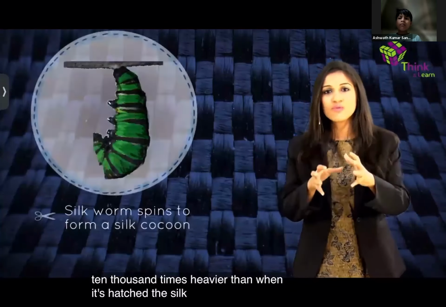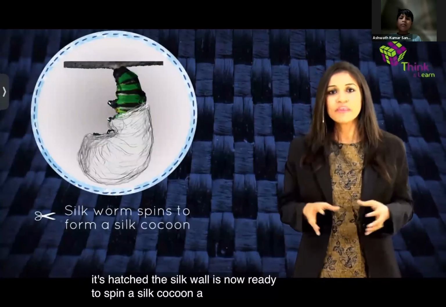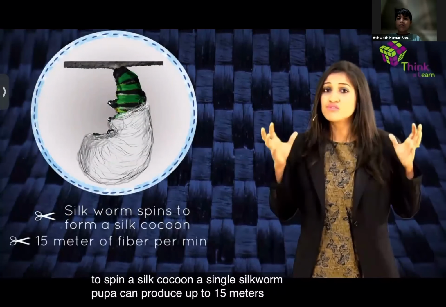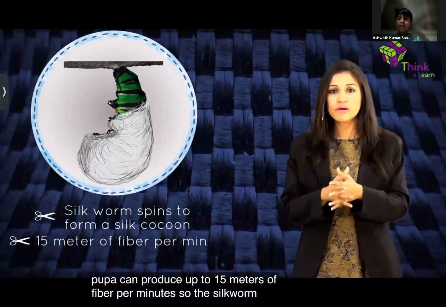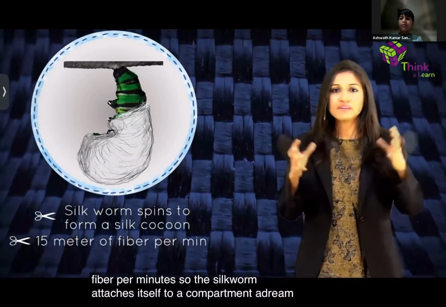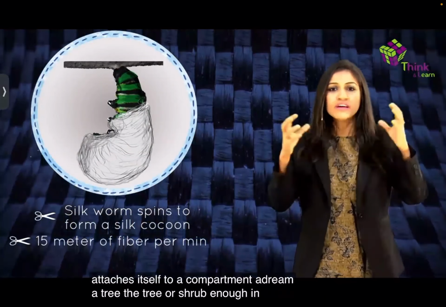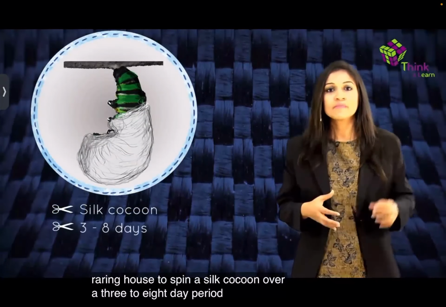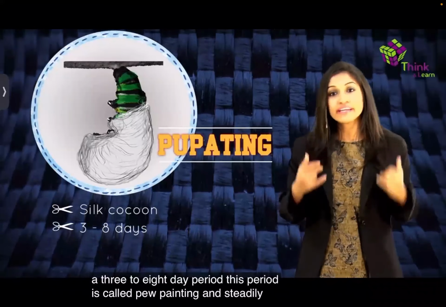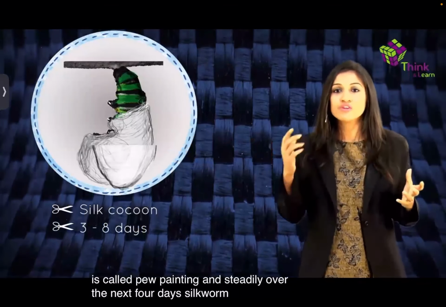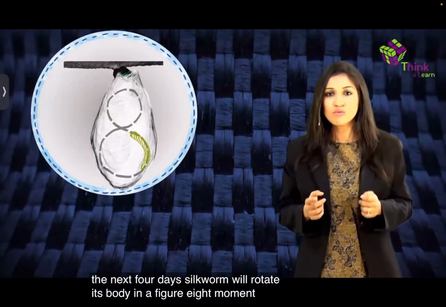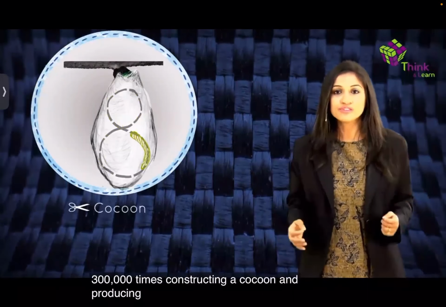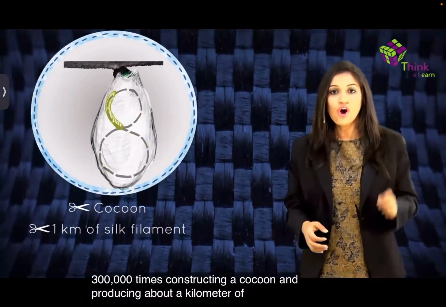The silkworm is now ready to spin a silk cocoon. A single silkworm pupa can produce up to 15 meters of fiber per minute. So the silkworm attaches itself to a compartmented frame, a twig, a tree, a shrub in a rearing house to spin a silk cocoon over a 3 to 8 day period. This period is called pupating, and steadily over the next 4 days, the silkworm will rotate its body in a figure 8 movement 300,000 times, constructing a cocoon and producing about a kilometer of silk filament.